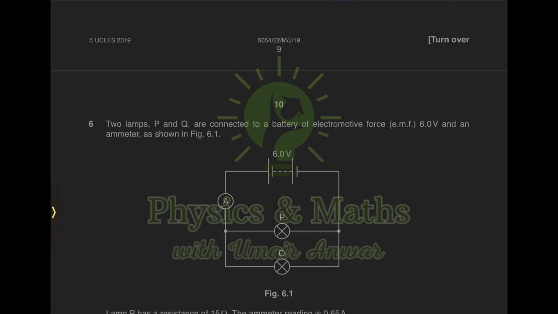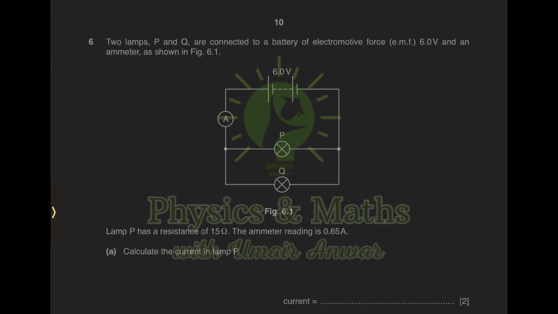The question is mainly related to the topic of electric circuits. The question says 2 lamps P and Q are connected to a battery of electromotive force EMF 6.0 volts. So these are the 2 lamps. The symbol of lamp is very clear here. They are connected to a battery of EMF of 6.0 volts and an ammeter. This is the ammeter as shown in figure 6.1. Now, by seeing the circuit, it is obvious that the 2 lamps are connected in parallel configuration, and the current which is going to flow through the circuit is going to pass through the ammeter.